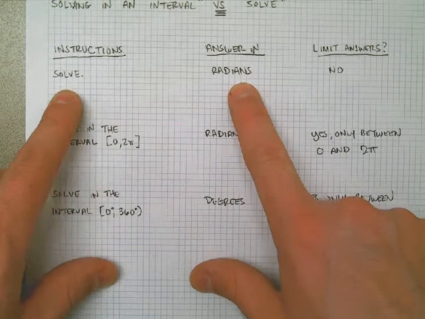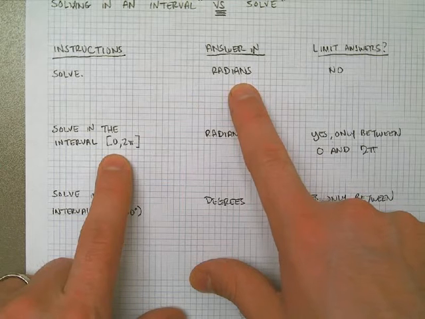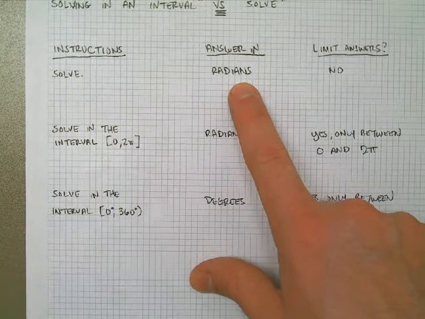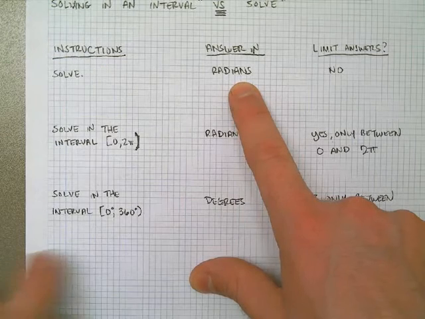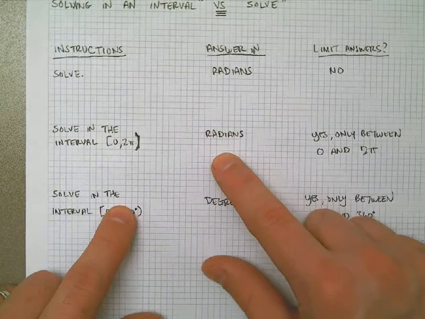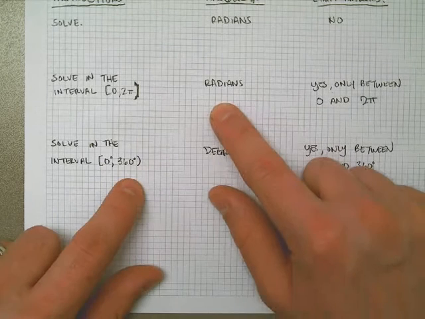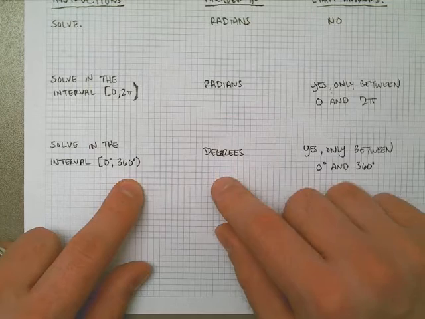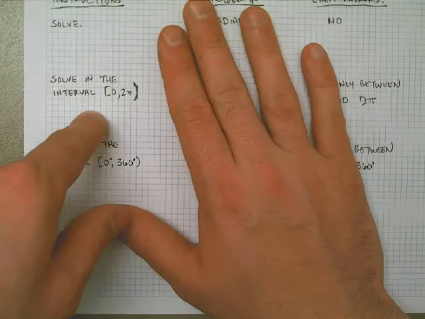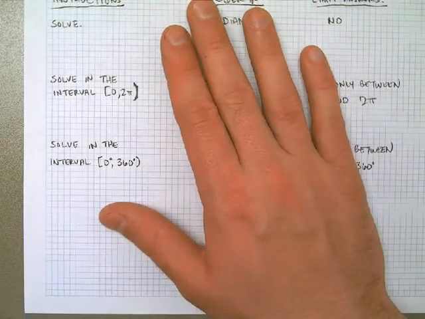And in fact, you notice here, if it says solve in the interval 0 to 2 pi, they're saying that this needs to be radians. The only time you'll answer in degrees is if they specify that it needs to be in degrees. Now, why this solve in the interval versus just plain solve? Why don't they always just say that?